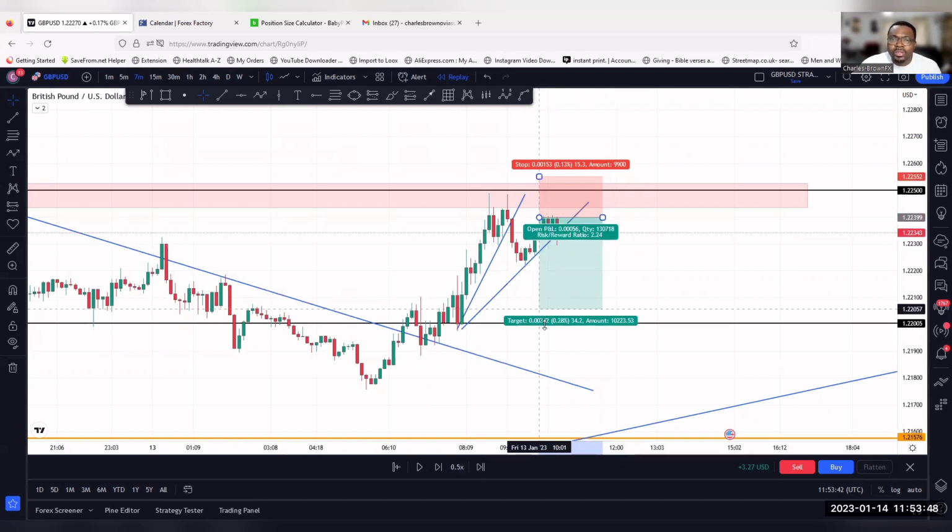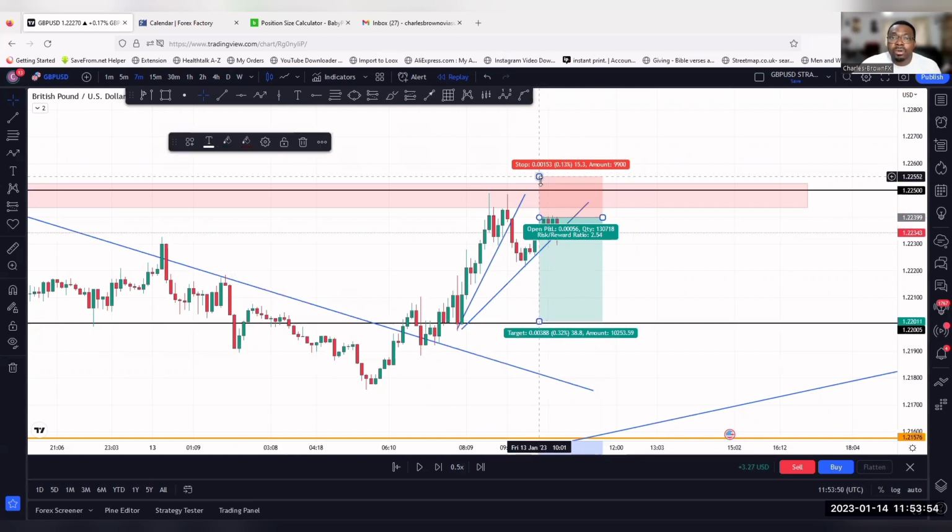That is 1 to 3. About 1 to 3 there. So I'm ensuring I'm getting a 1 to 3 trade. I'm going to ensure I have 1 to 3 risk to reward right there. So therefore, I have 1 to 3 risk to reward on my trade.